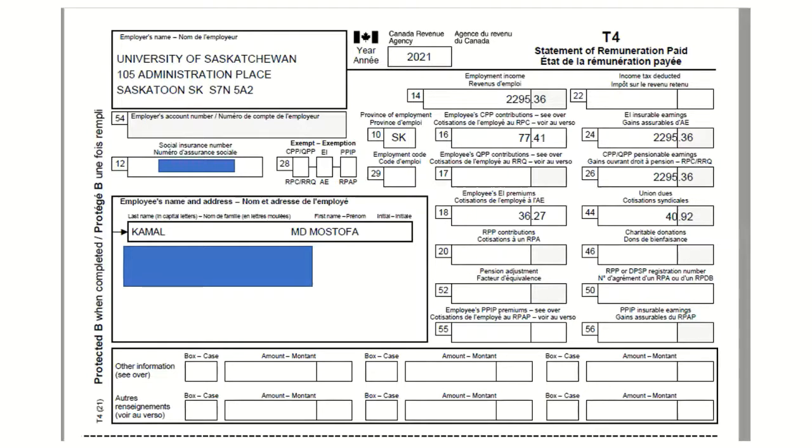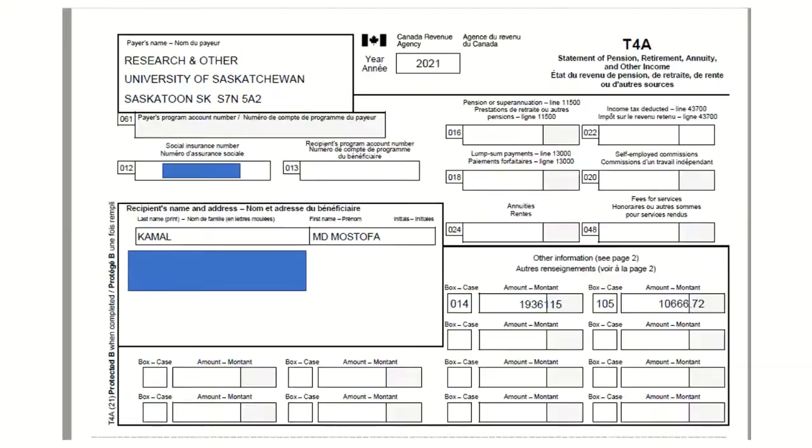Okay, so this T4A, it is the taxable income. T4A, just look at the difference. T4A is a non-taxable income. So that is why you see there is no other number or information in other boxes.